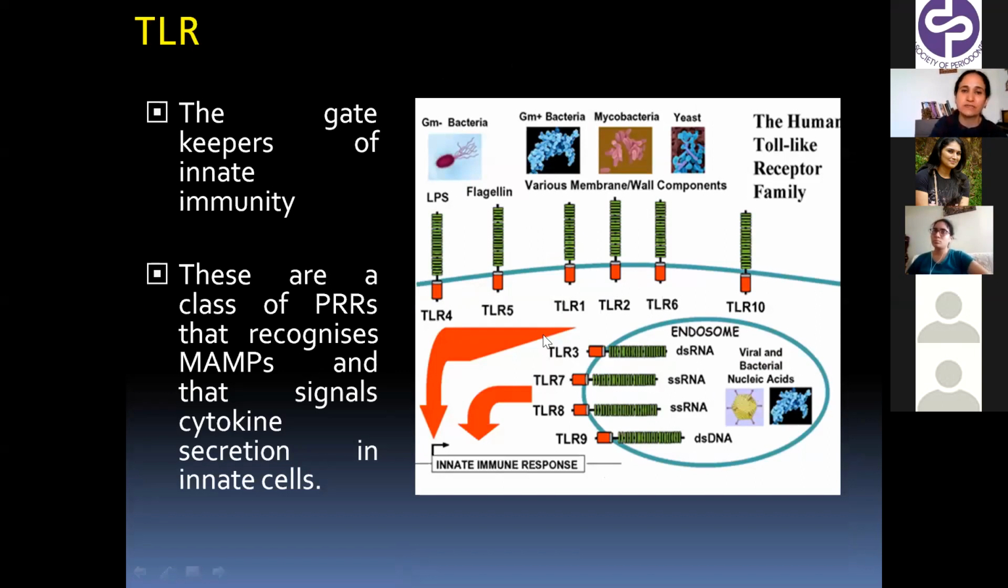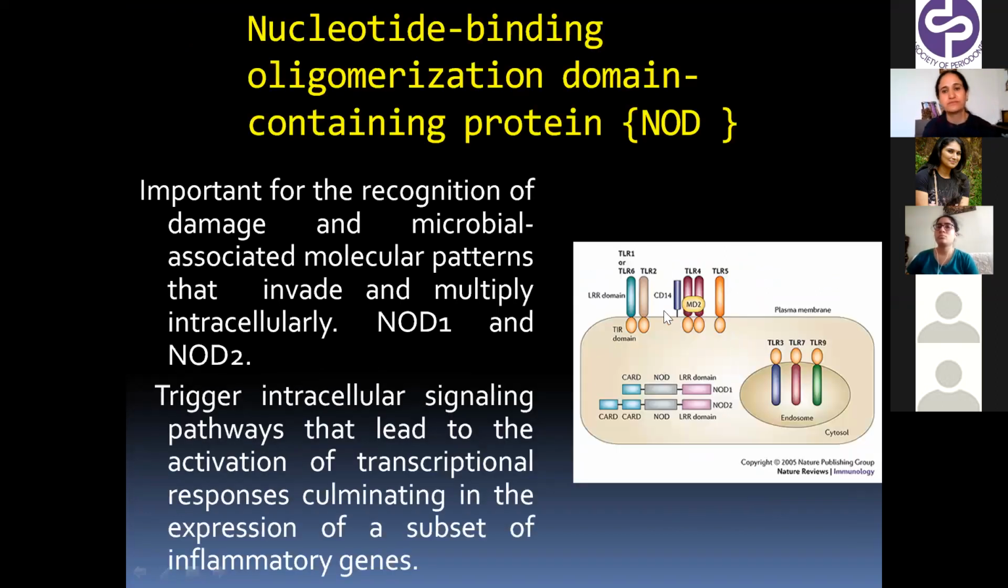Nucleic acid, if virus is there, it will be recognized by these and ultimately lead to the transcription and formation of the cytokines. Now you need to know about the oligomerization domains. There are some parts inside the cytosol which will bind together, form different proteases, and ultimately lead to inflammation. So these NOD1 and NOD2 are important from the inflammation point of view.